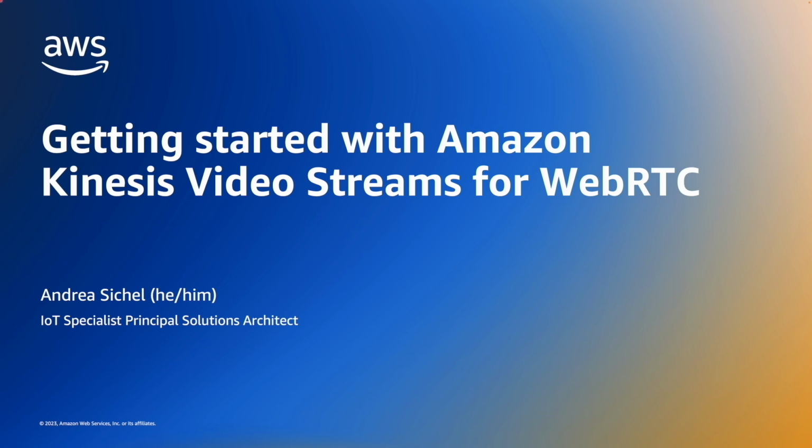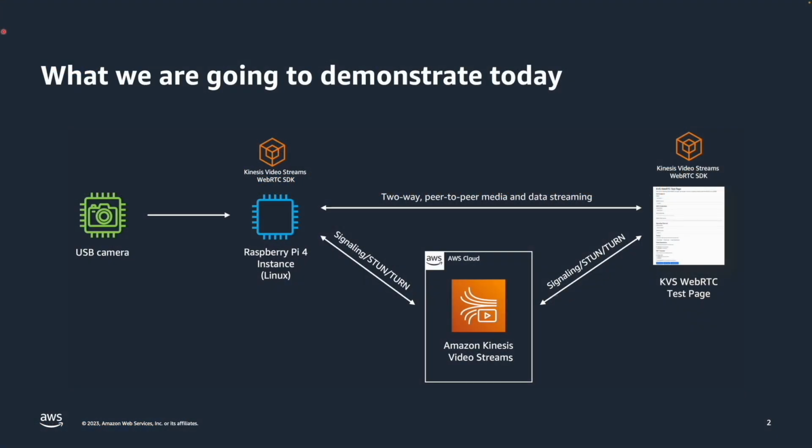Let's have now a look at what we are going to demonstrate today. We will start with a USB camera connected to a Raspberry Pi, which in my case is Raspberry Pi version 4. On the Raspberry Pi, we will have installed and running the Amazon Kinesis Video Streams WebRTC SDK. The Raspberry Pi will act as the master client in our flow.